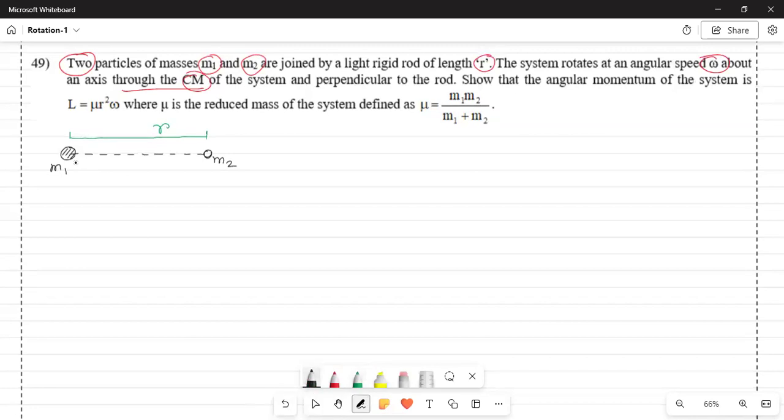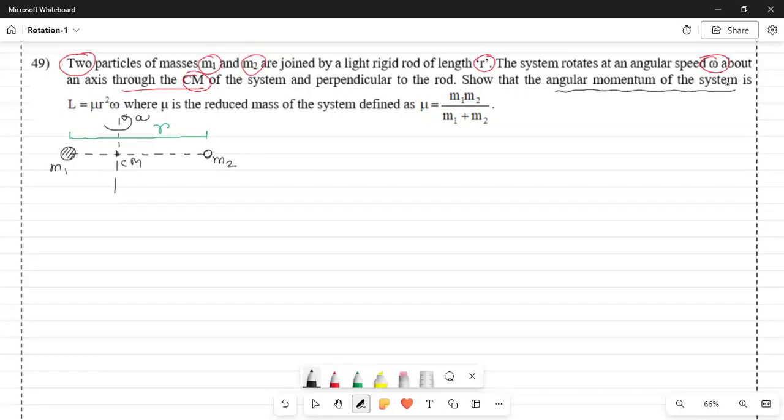Now, since this mass M1 is bigger, the center of mass will be towards the left of the line joining them. This is the center of mass. And both of them are rotating with an angular speed omega around an axis passing through the center of mass and perpendicular to the line joining them. Show that the angular momentum of the system. So you have to find the angular momentum of the system.